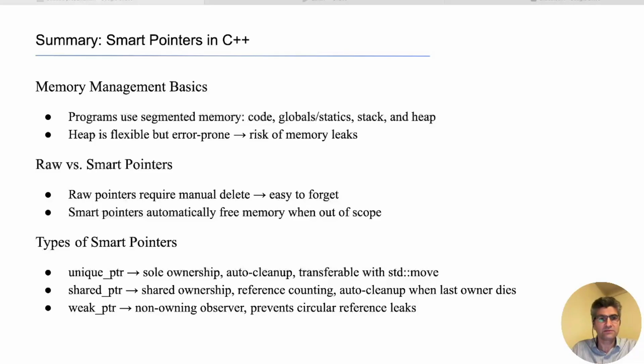We learned the unique pointer gives exclusive ownership. Shared pointer allows safe shared ownership with reference counting, and weak pointer observes without owning, helping to break circular references. So the key takeaway is that smart pointers make our code safer, cleaner, and easier to maintain.